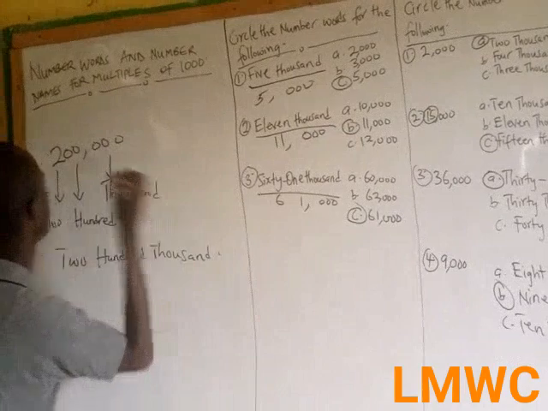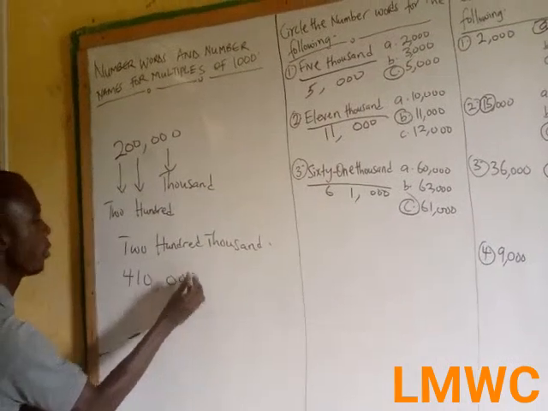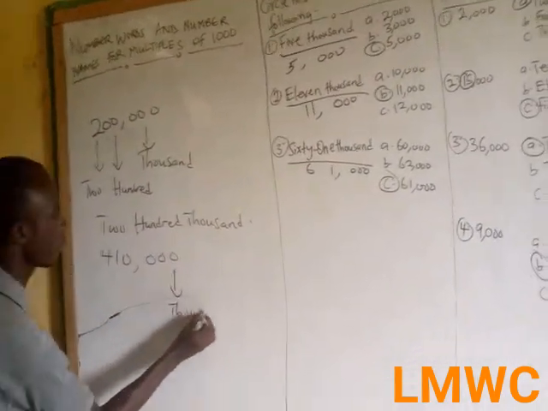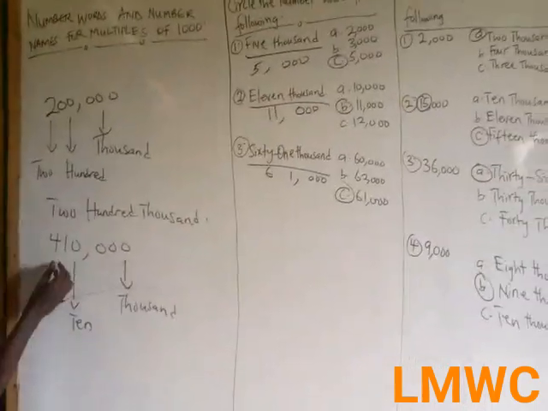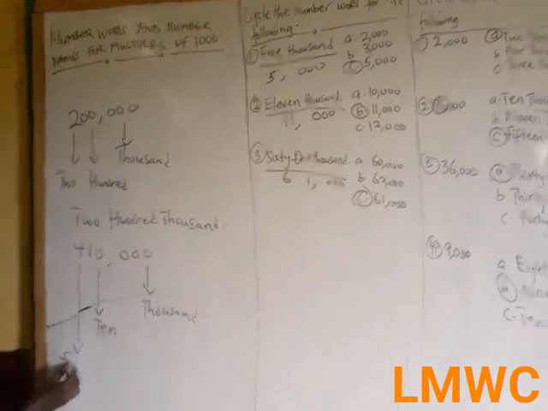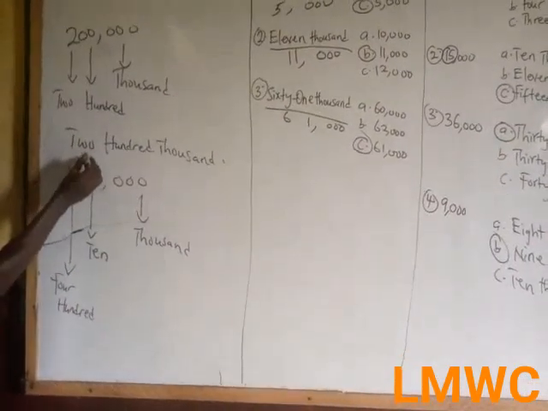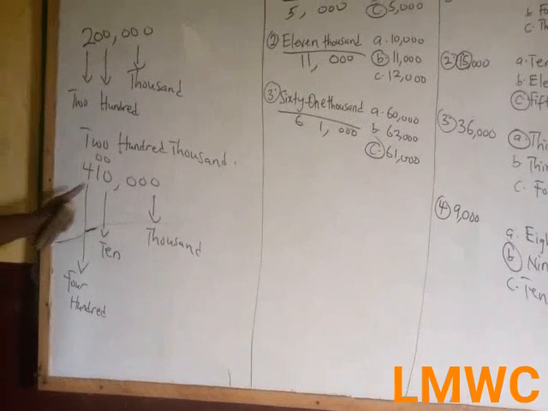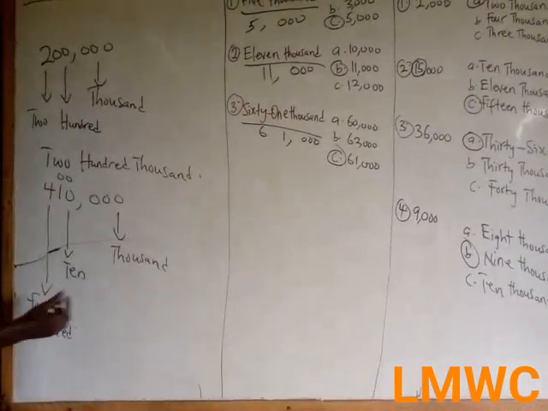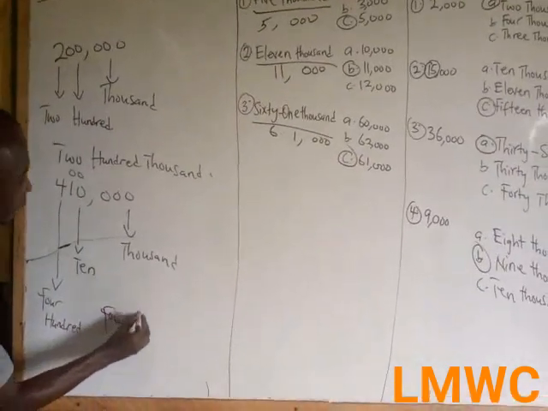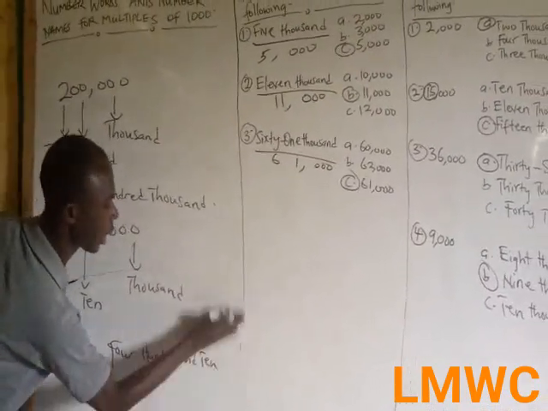It's not difficult. Let me give you another one. 410,000. This is 1,000. And we know this as 10. And this as 400. Because we change this one to 2 zeros, it becomes 400. And this is what? 10. So to write this in number name, it becomes 410,000.